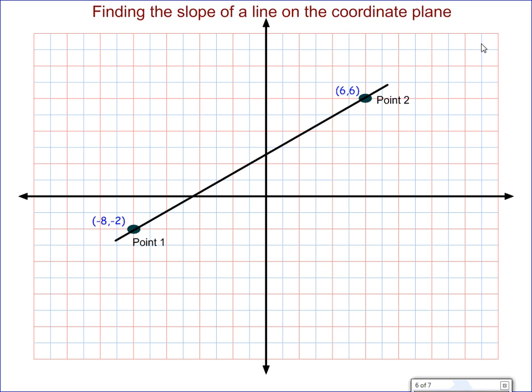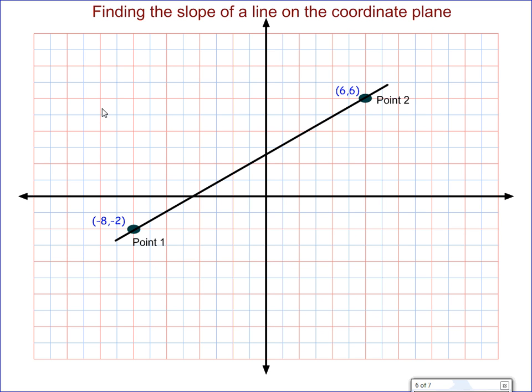If someone asks you to find the slope of a line that travels through 2 points on the coordinate plane and they don't label the points for you, the way to determine which is 1 and which is 2 is to scan from left to right on the x-axis. The first point you run into is point 1. The next point you run into is point 2.